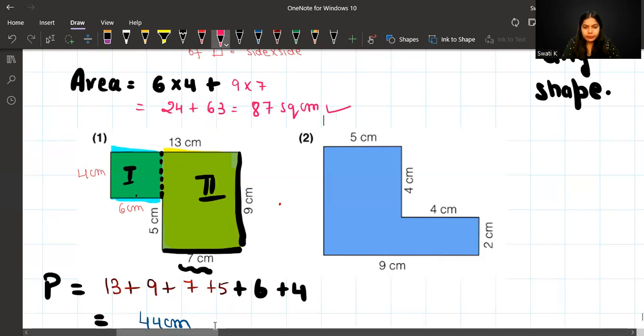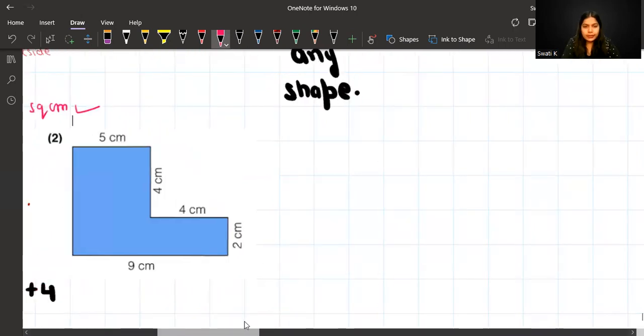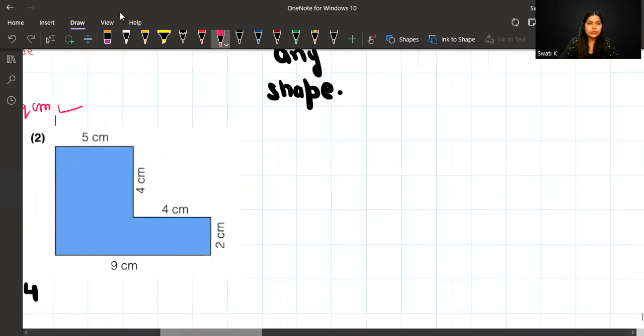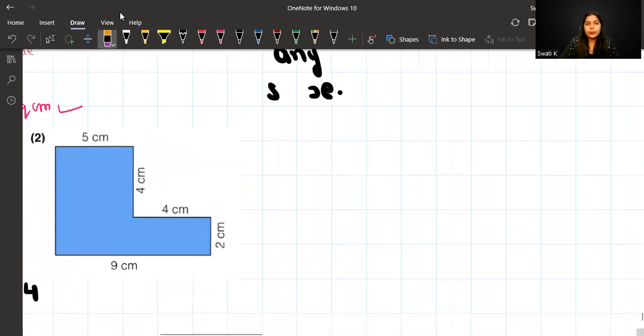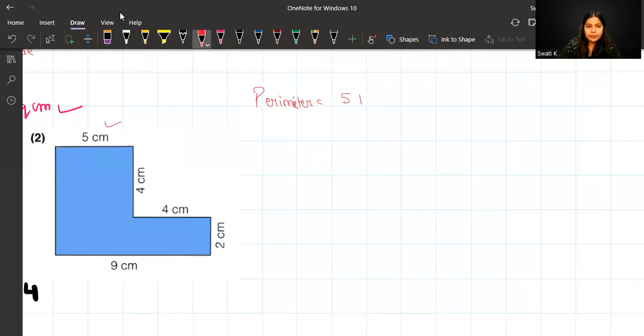Okay. So for the blue one, let's just write this down properly so that you can understand it. So I'm going to start with the perimeter first. Perimeter is simply the sum of the length of all the sides. So this is of course 5 centimeters. So write down 5 plus. This is 4. So plus 4. This is 4. So plus 4. This is 2. So plus 2. This is 9. So plus 9.